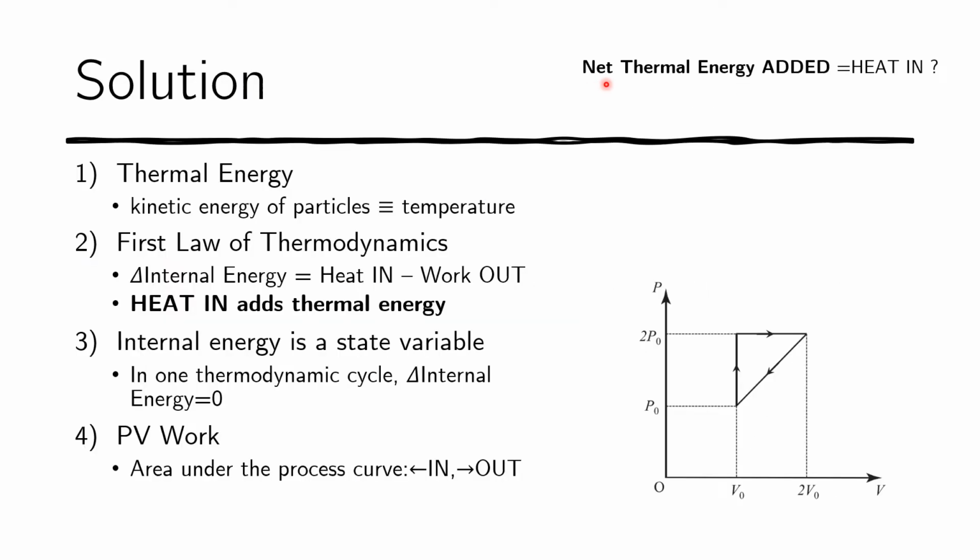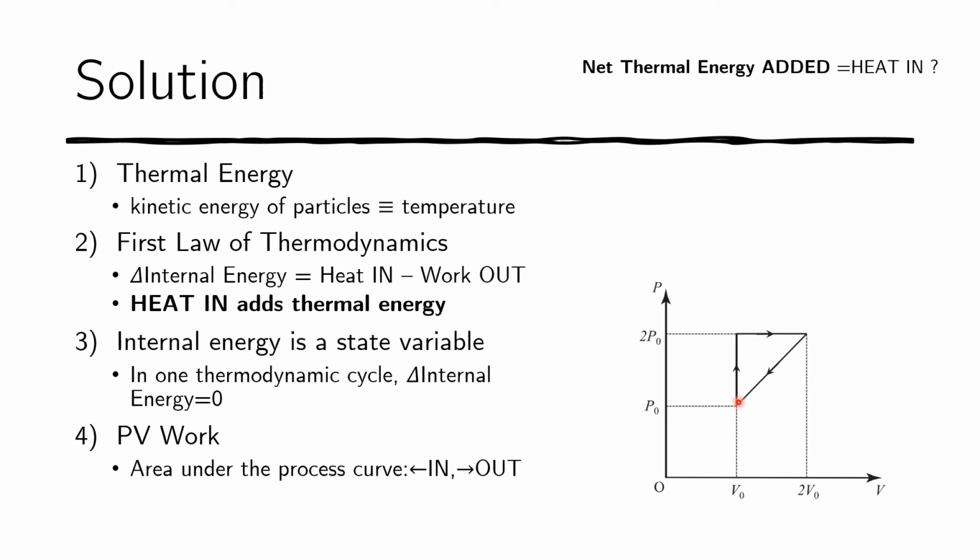Now we need to find the net thermal energy added to the system, and that will be this term here, the heat in. That's the net thermal energy added. So that happens in this part of the cycle. So this cycle will have three parts, this arrow, and this arrow. Now, if it's a cycle, that means you can start anywhere and end anywhere. So for convenience, let's start here where the pressure is P naught and the volume is V naught.